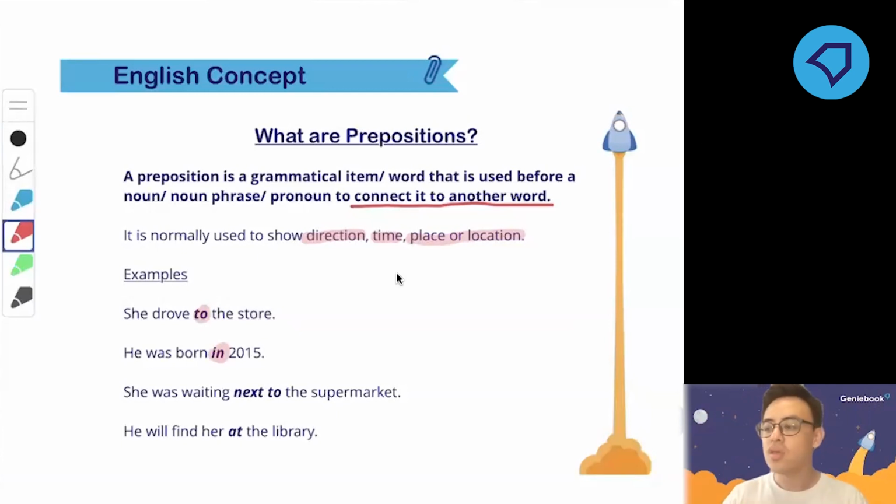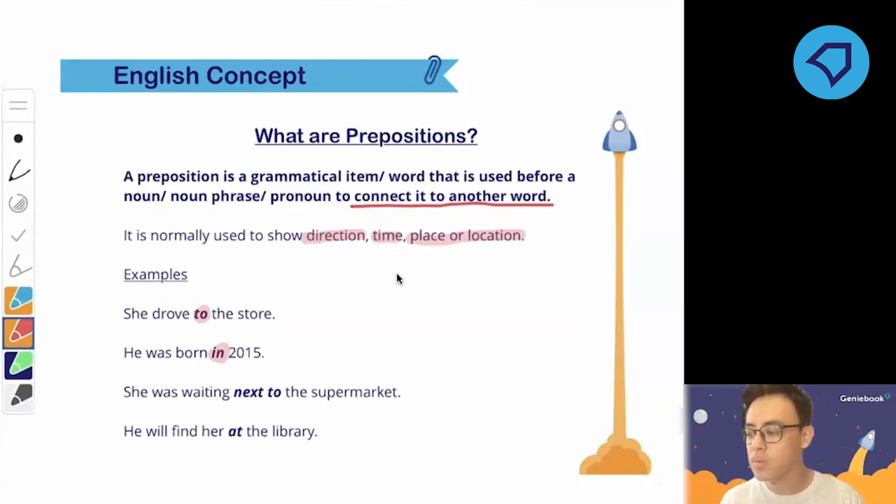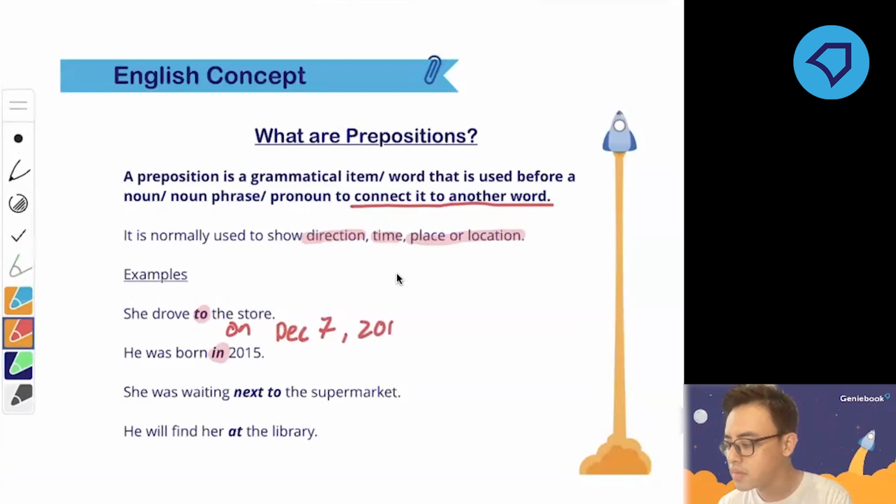He was born in. You cannot say he was born on 2015, but strangely, you can say it this way. He was born on December 7, 2015. Oh, why is it like this? Okay. Now, it's very tricky. He was born in 2015.